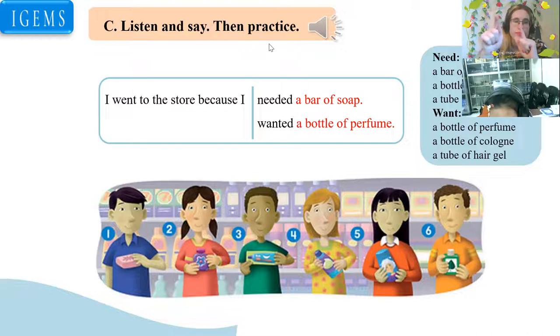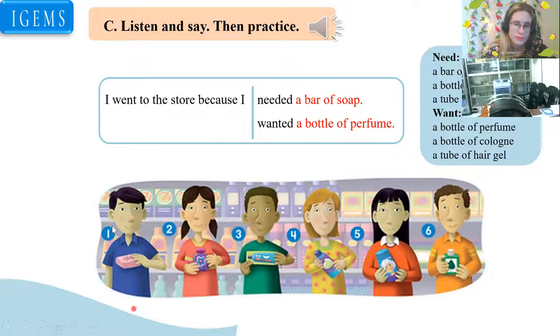Need a bar of soap. A bottle of shampoo. A tube of toothpaste. Want a bottle of perfume. A bottle of cologne. A tube of hair gel.